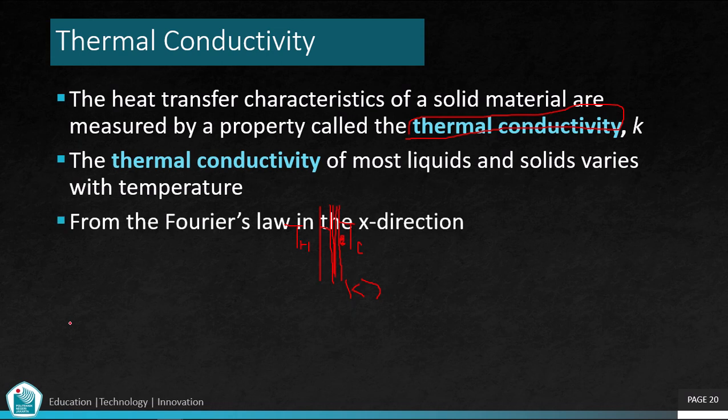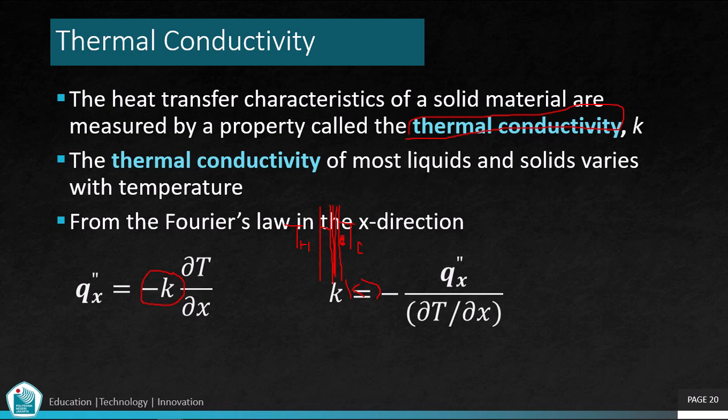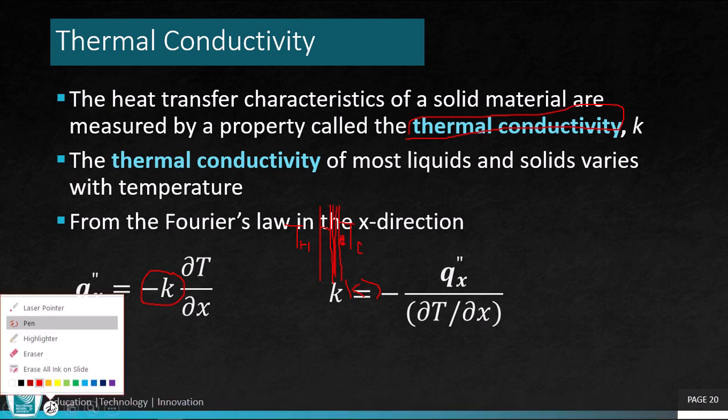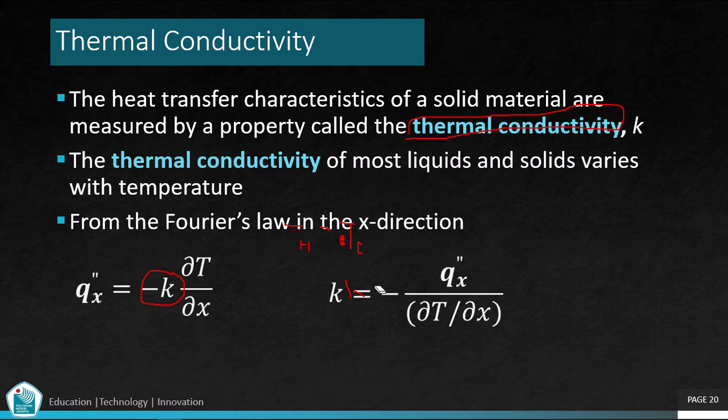And next, from the heat flow in the x direction, we can write again that the heat flux equals minus K, the partial dT over partial dx. Then we can rearrange this equation into this equation. So I will erase this one again, so you can see clearly. This one is just arranging the previous equation into this equation.